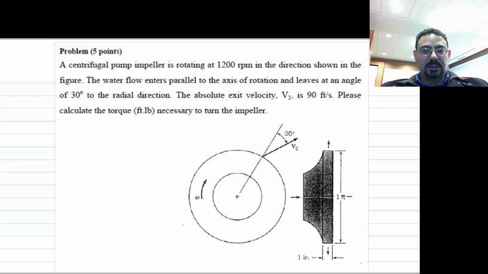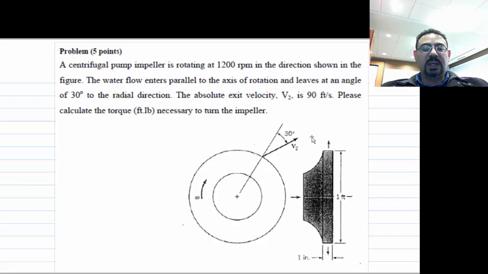Let's do the homework problem. So we have a pump rotating at 1200 rpm in the direction shown. This would be negative direction, right? Because we said the counterclockwise is the positive direction in an XY plane.